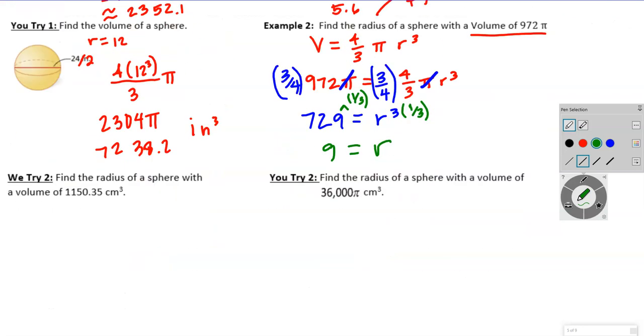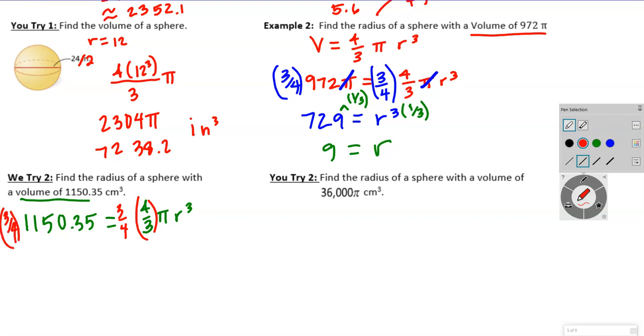All right, now let's look at this one down here. Now this time again, we're given our volume, right? So that's going to be 1,150.35. And that's going to equal, again, our 4/3 pi r cubed. So here, I'm going to go ahead and multiply both sides by 3/4. So when I take 3/4 of 1,150, I got 862.76, blah, blah, blah, okay?